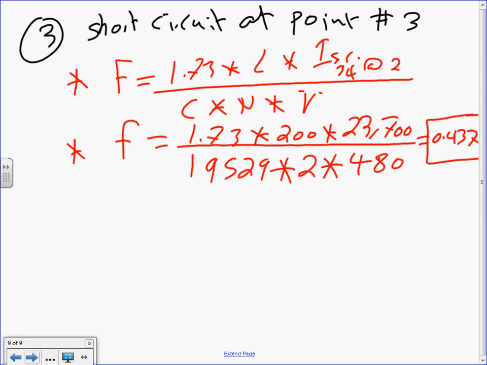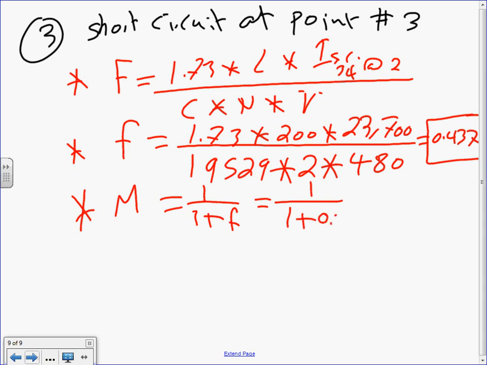The M factor. Piece of cake now. M equals 1 over 1 plus F, so 1 over 1 plus 0.437. I need two gentlemen to agree on that. 0.7? 0.70, two places. Okay, 70%. Cool. So that's my M factor, my multiplier.